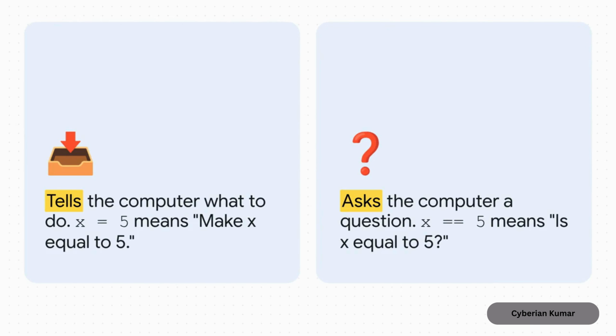Okay, this is a big one. Seriously, this trips up almost everyone when they start programming. It's the difference between one equal sign and two. A single equal sign is a command. It's you telling the computer, hey, make this variable equal to this value. But a double equal sign, that's a question. That's you asking the computer, hey, is this thing already equal to that thing? One is an order, the other is a question. Getting this right is absolutely crucial.